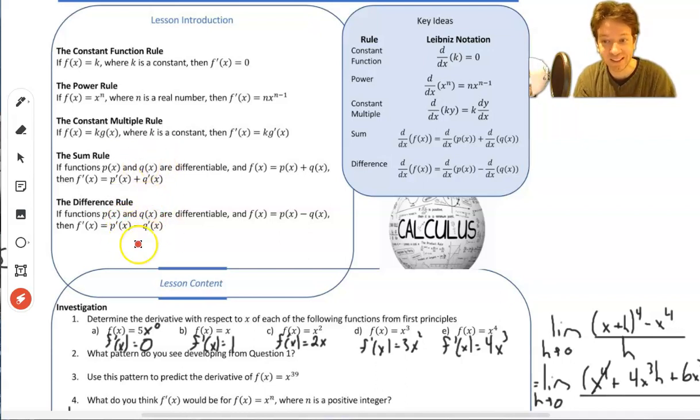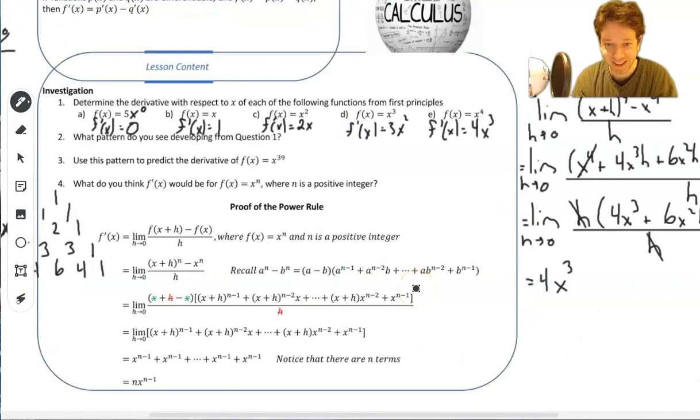And so we're going to practice with these rules. I've written them here all in Lagrangian notation, but over here, if you're curious, which we will use sometimes, I've written it in Leibniz notation. So this can make things a lot easier.